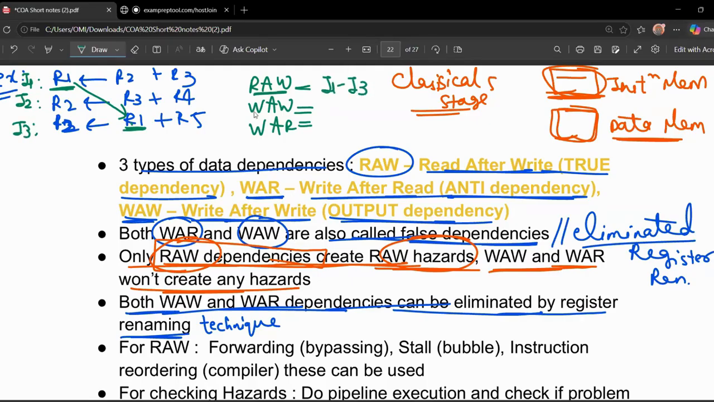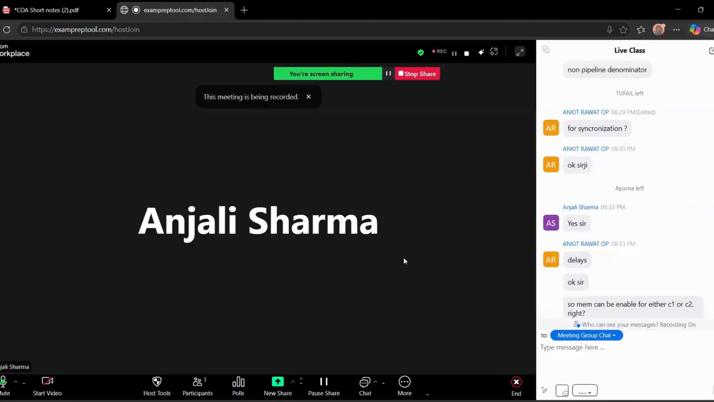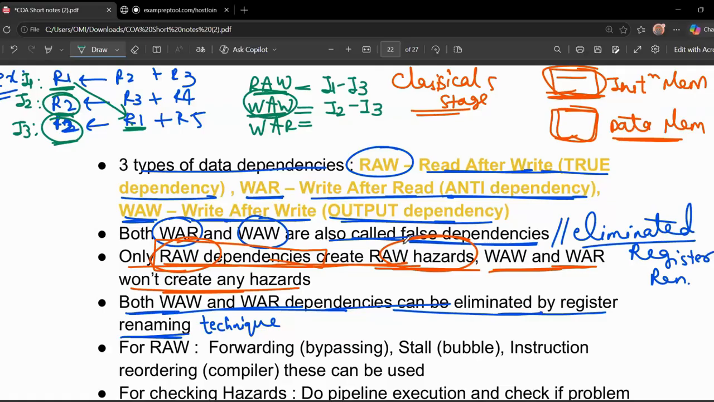Now WAW, which means write after write. See here, it is writing R2 and it is also writing R2. So these are dependent, I2 and I3. You are writing after writing. Now, what is WAR? WAR means you are writing after reading it. If you look at R2, you are writing here after reading it. So this is a dependency.